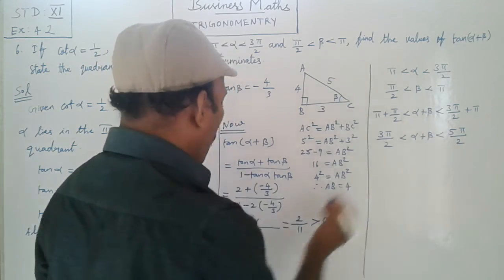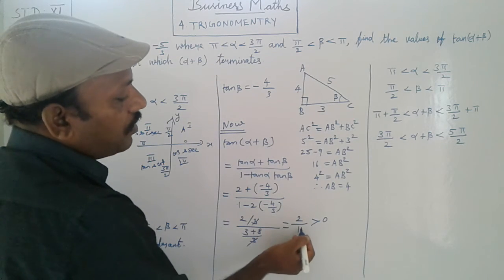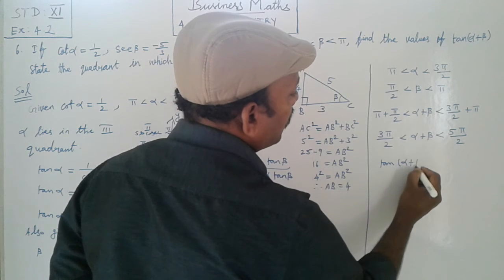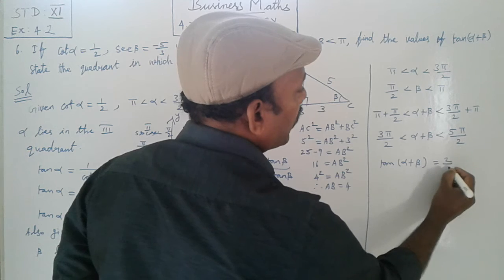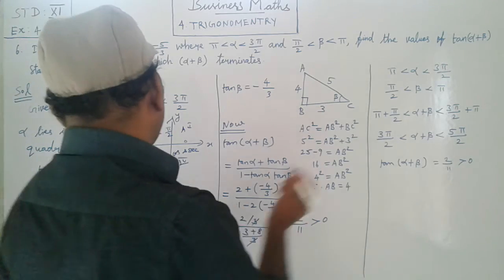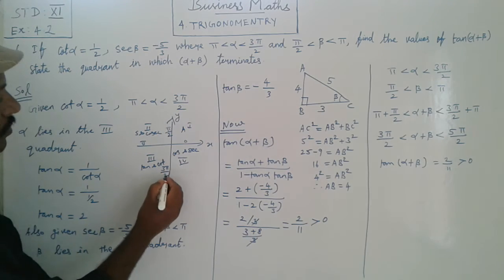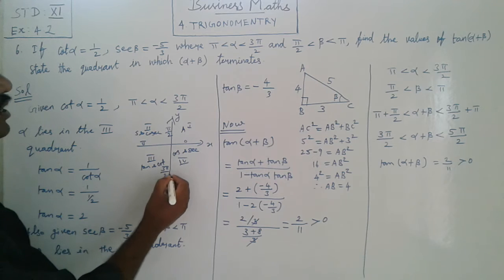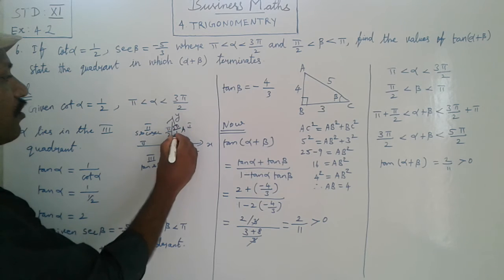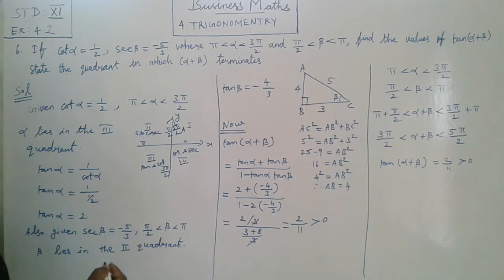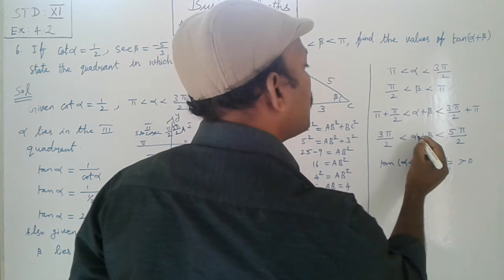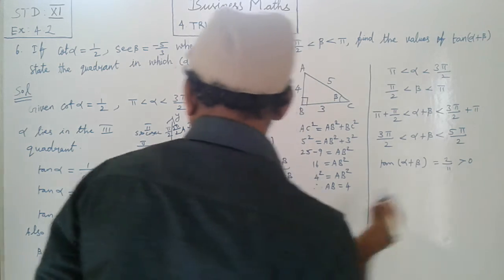Tan of alpha plus beta is 2 by 11, which is greater than 0, a positive value. Alpha plus beta lies between 3 pi by 2 and 5 pi by 2. This is 3 pi by 2, this is 4 pi by 2, and this is 5 pi by 2. So it covers the fourth and first quadrants.